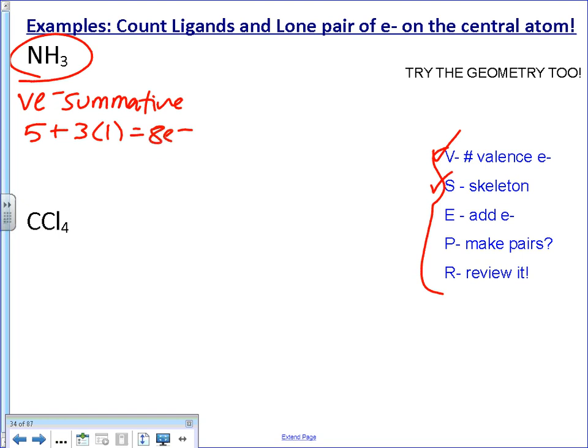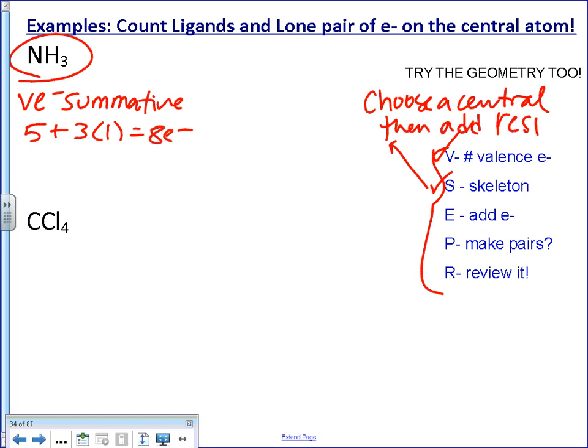The second step is to do a skeleton. So the skeleton steps are: choose a central atom, then add the rest in a symmetrical pattern. I actually have a full list. I just skipped it so I can do an example first, and I will put that on the worksheet in a second. But I want you to work through the example in verbal terms before you start looking at the constructions. So, who would you think would be my central atom?